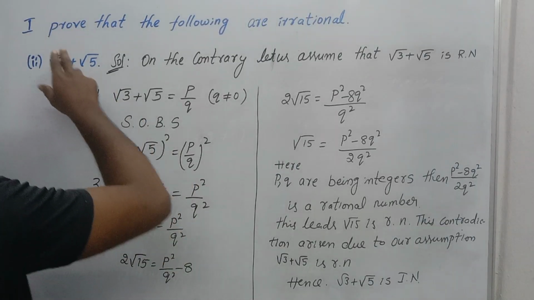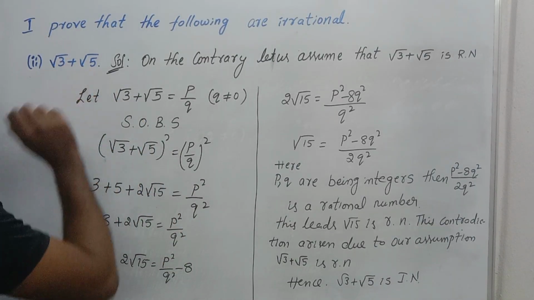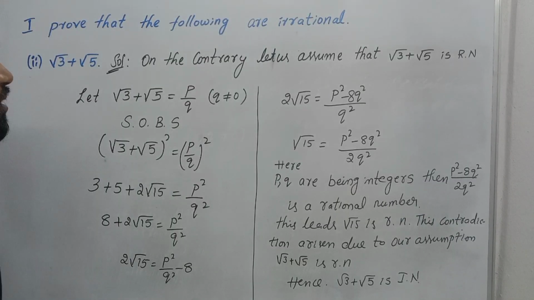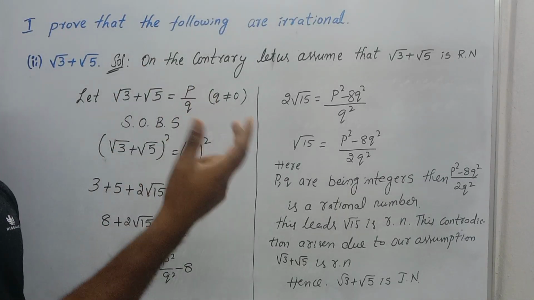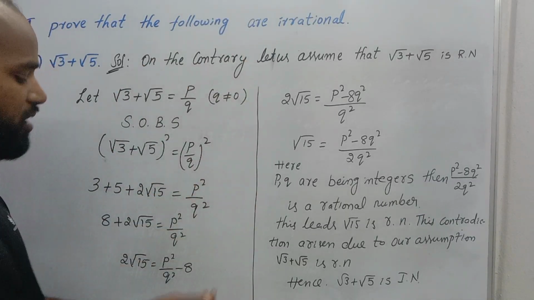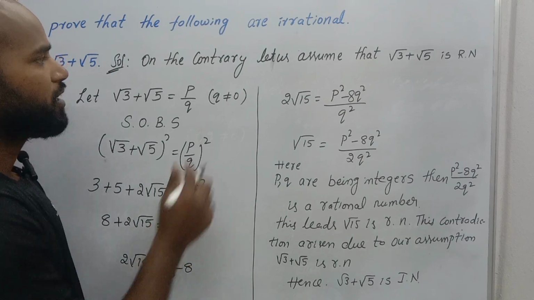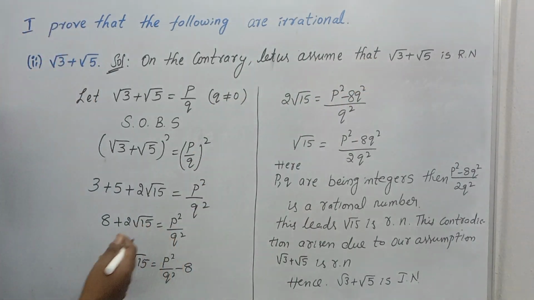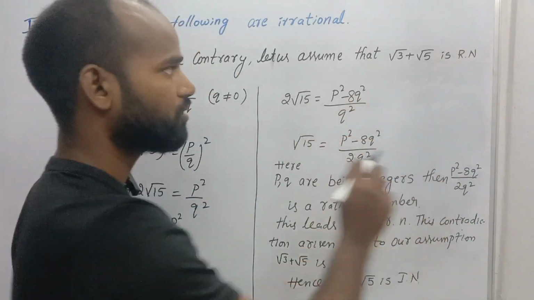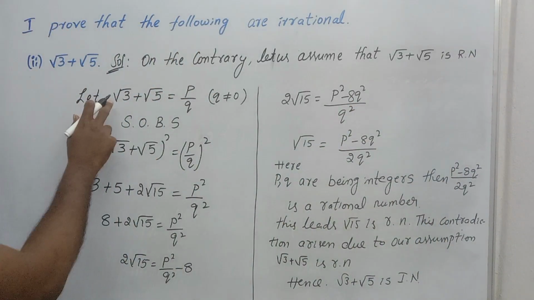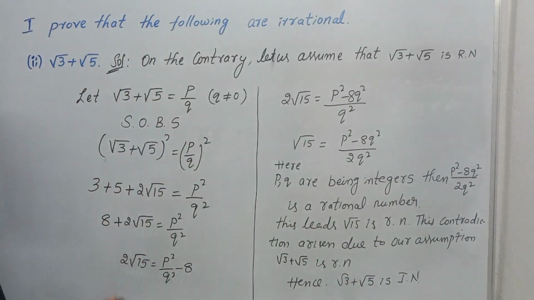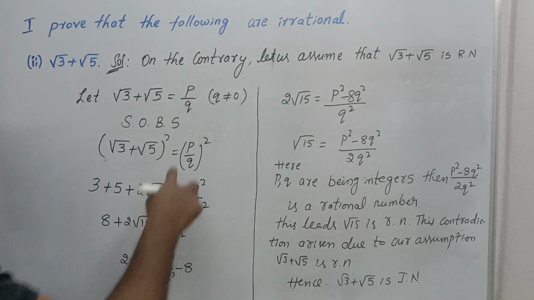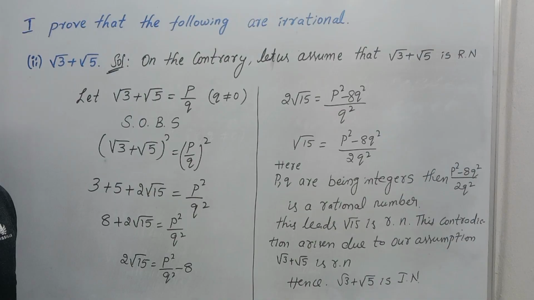Now see the second question, root 3 plus root 5. We need to prove that root 3 plus root 5 is an irrational number. On the contrary, let us consider that root 3 plus root 5 is a rational number. Then let root 3 plus root 5 equal p by q. If it is a rational number, it must be in the form of p by q or a by b, right? You can take anything, p by q or a by b, no issue.